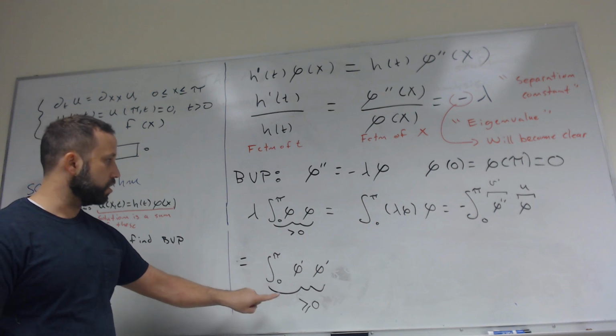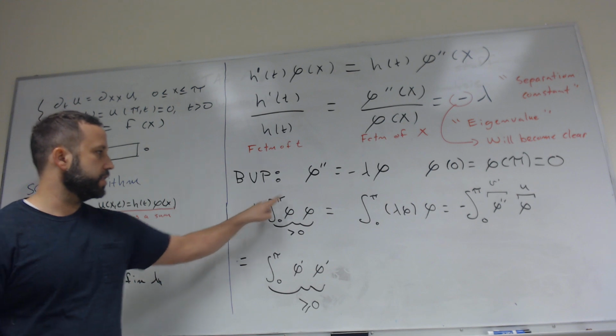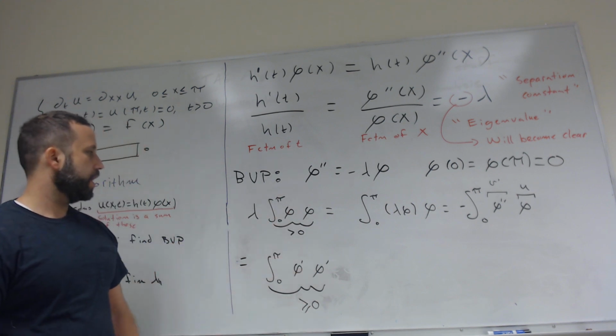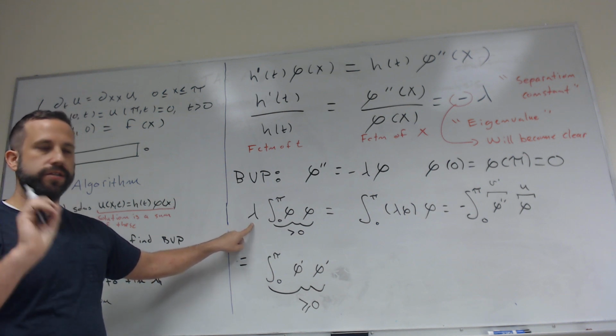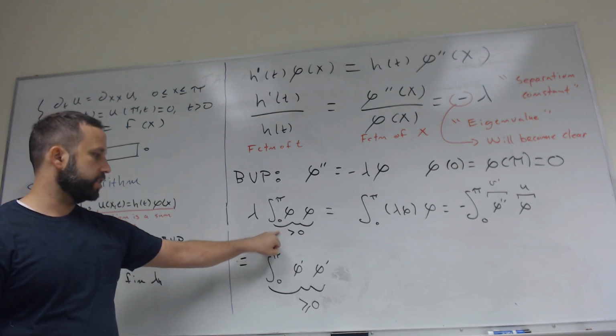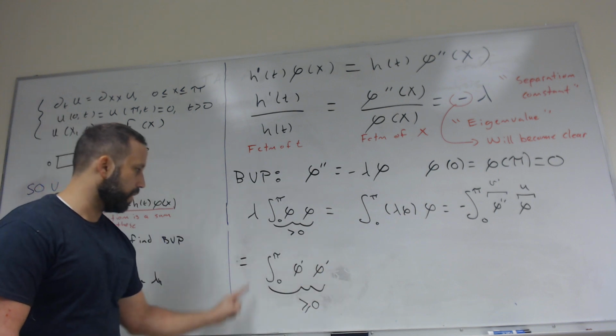If this integral is equal to 0, it means lambda is equal to 0, because this integral is not equal to 0. But we've already thrown out that case. We were already assuming that lambda is not equal to 0. So lambda is not 0, this is not 0, so this integral is not 0. Okay, so it means that this integral is positive.